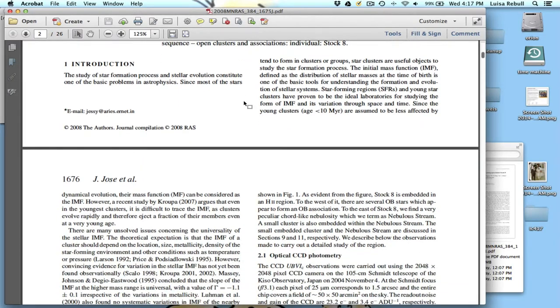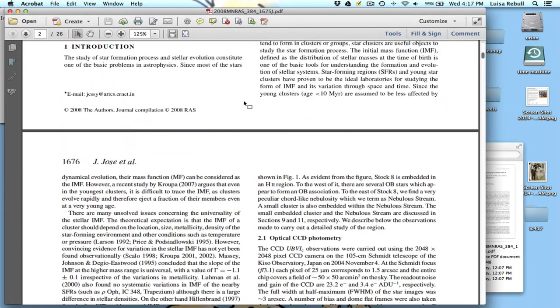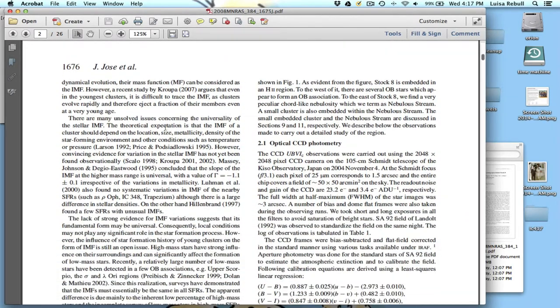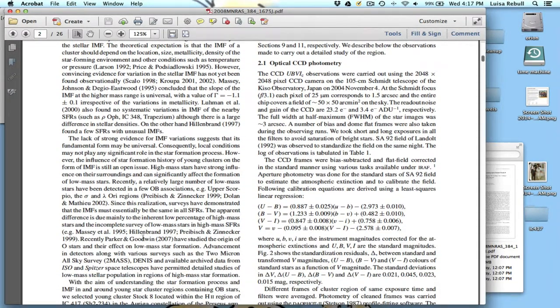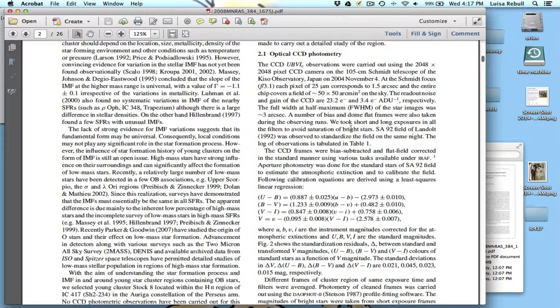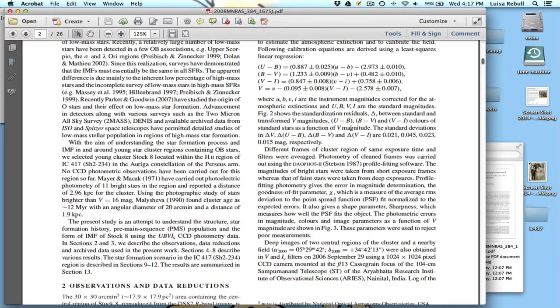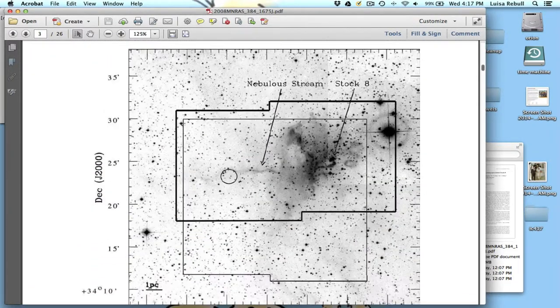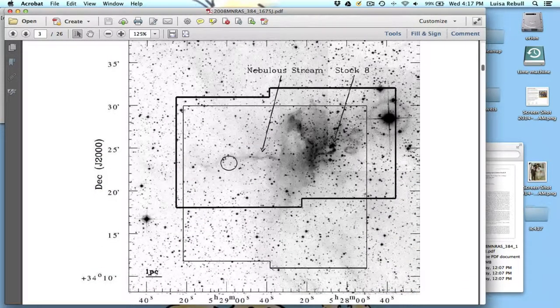So you can go through and scan the introduction. Then they're talking about the IMF, why it matters, why they think it's important. Read it if you want, that's great, but don't worry about understanding everything. The details of the data processing and reduction, not so important for us right now. This figure, very important, because it's showing us where they're working. That is a footprint of where they have data. This is that Stock 8 cluster, just right there.